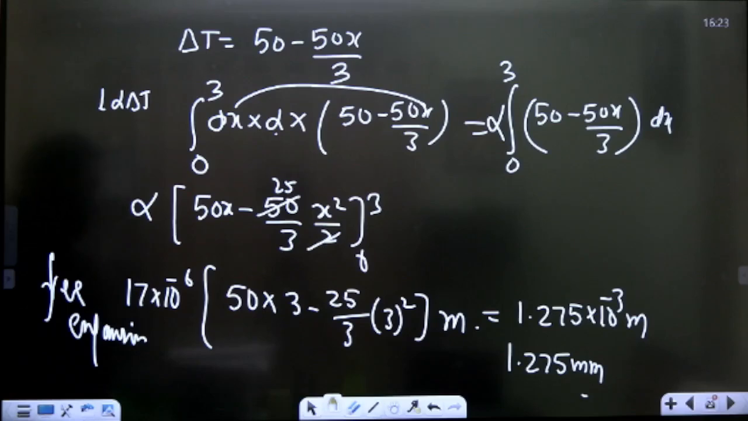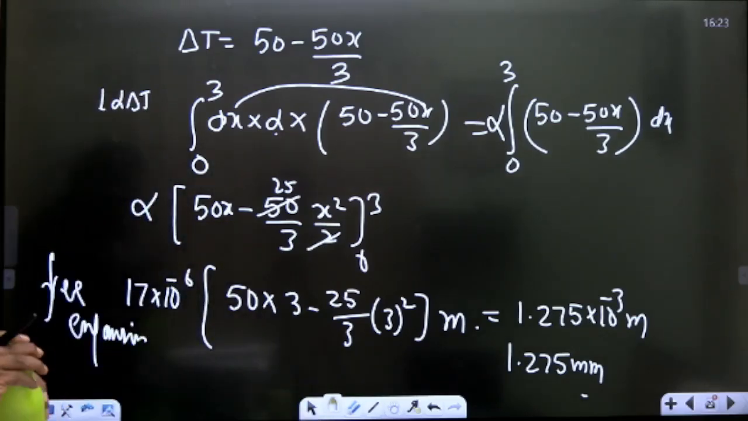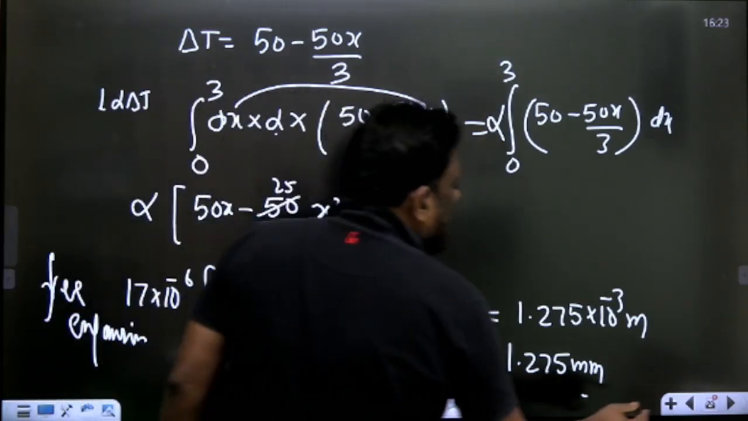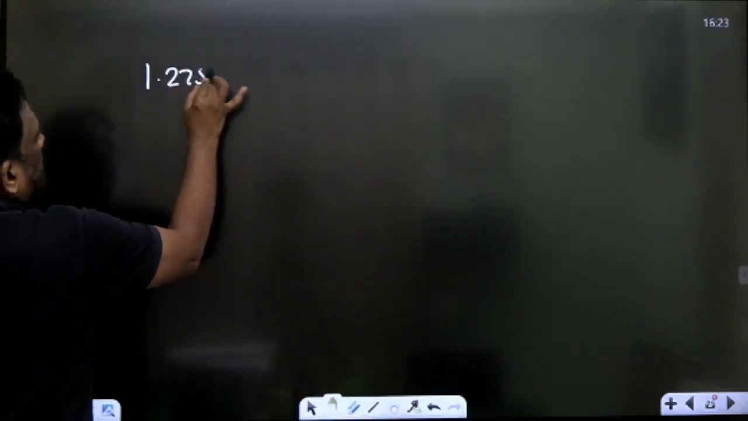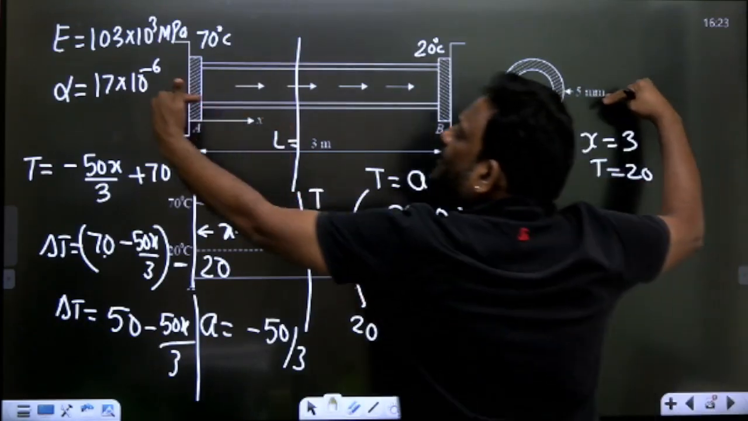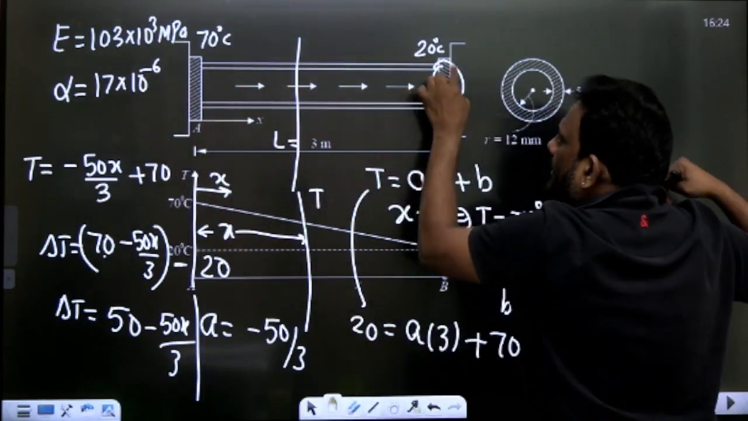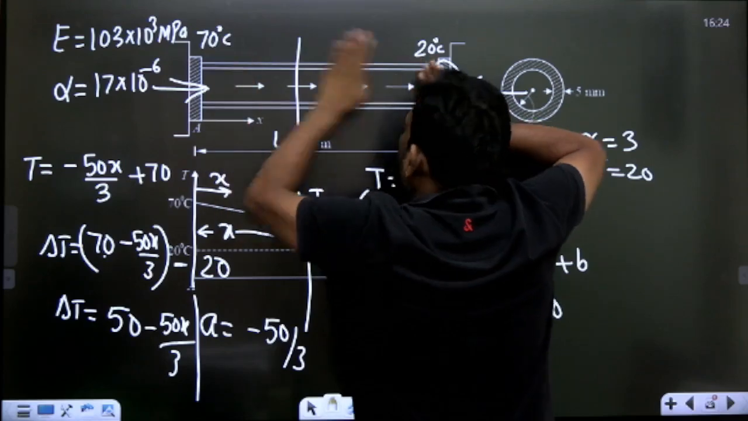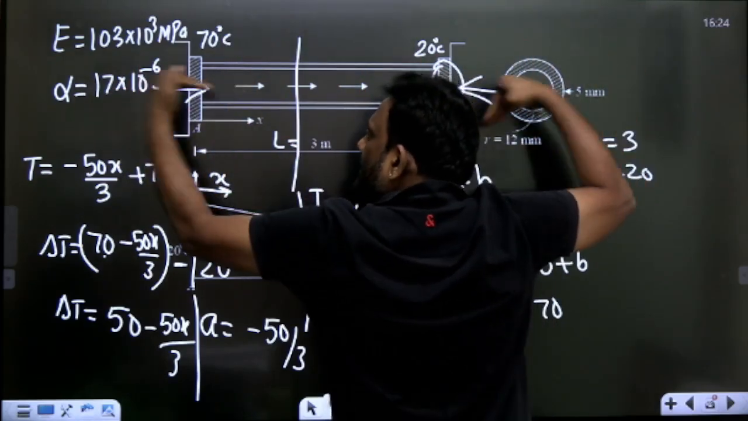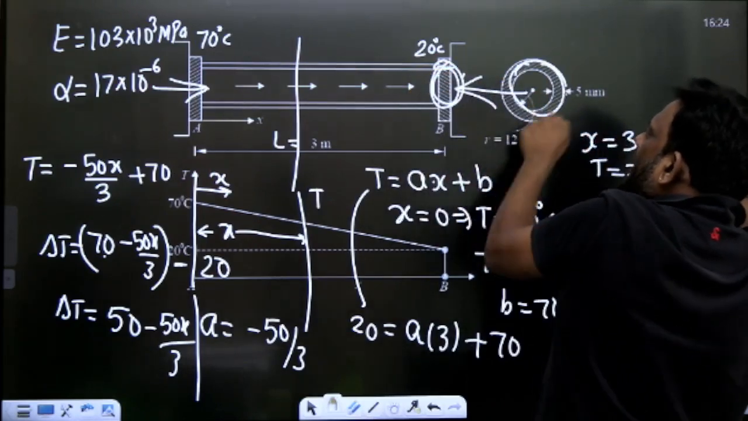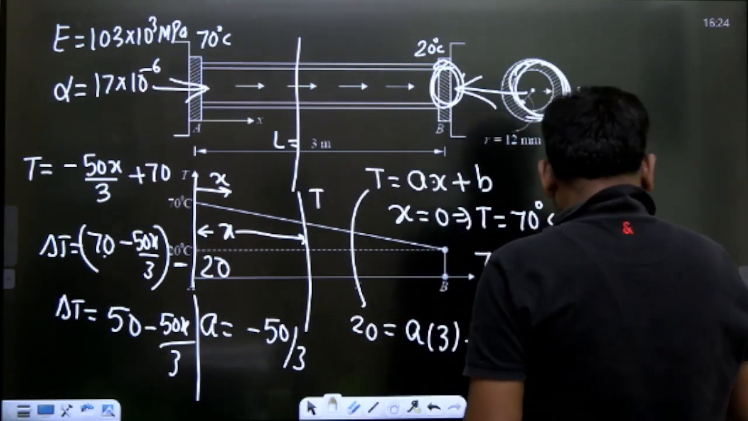Correct. But he is not asking this. What is he asking? He is asking the load. So 1.275 should be equal to, see the figure. It is a hollow section, sir. Is it expanding, sir? No, due to the temperature, it is compressing. On which area? On the hollow section, this area. It is compressing on this area.